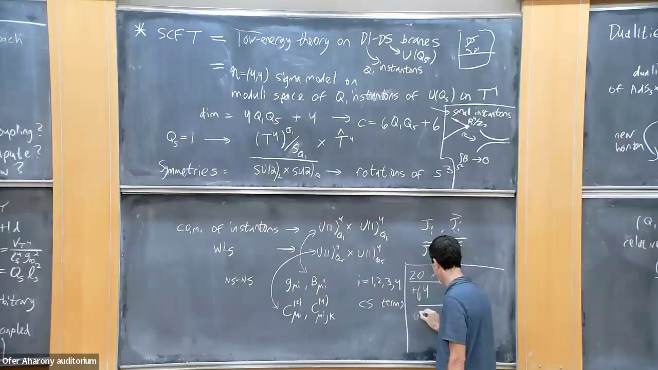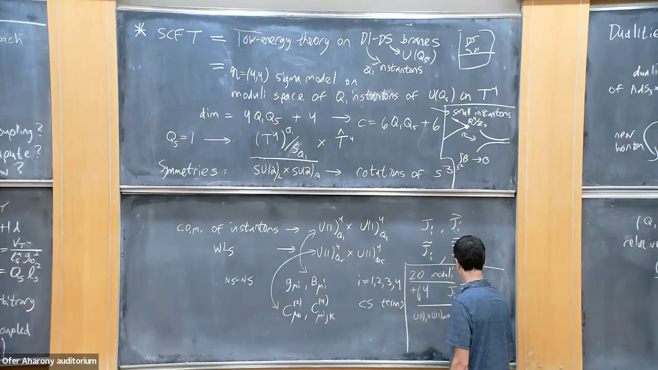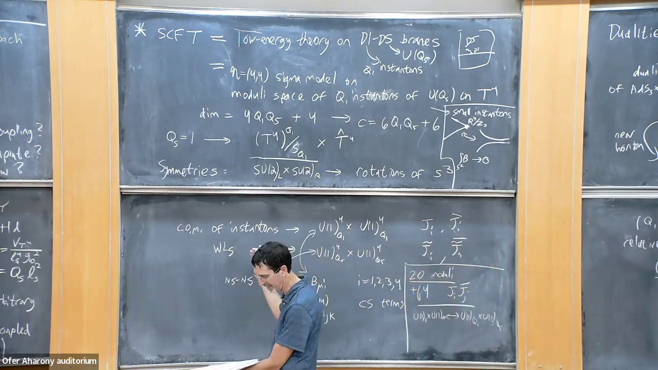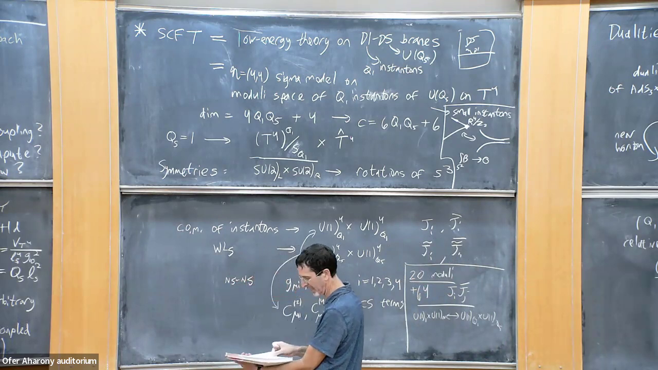So this allows us to interpolate between, say, U1 level 1 plus U1 level n, so we can continuously interpolate to U1 level Q1 plus U1 level Q5 by JJ bar deformations. And that's what's going on there. So that's how it's consistent with the symmetries that I described.